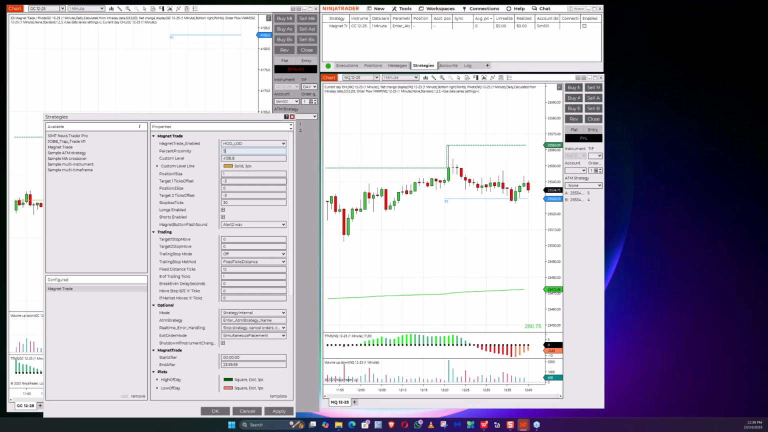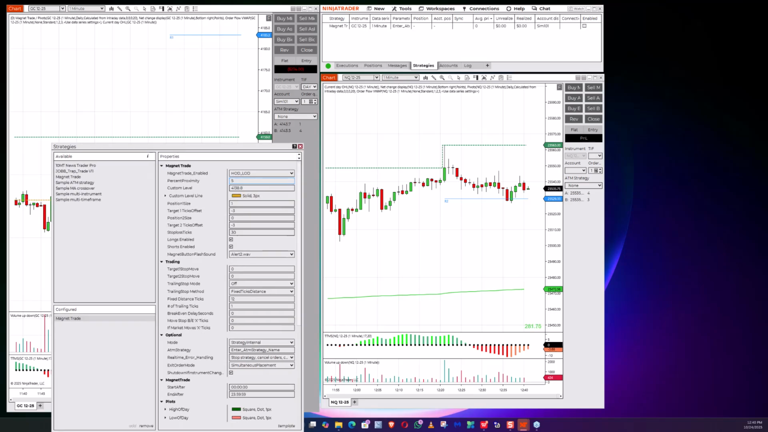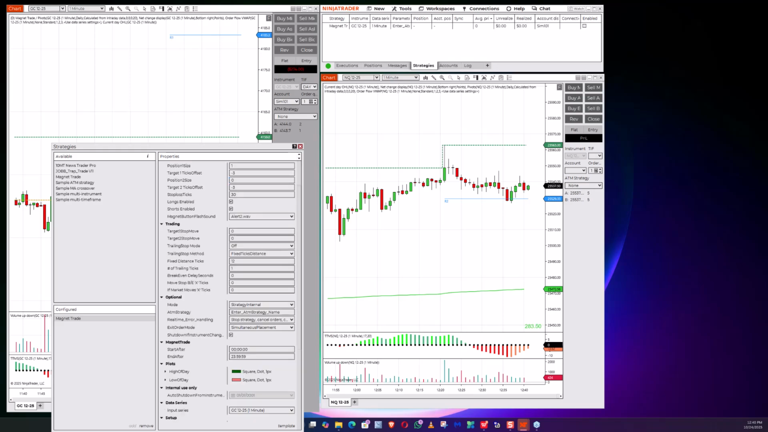So when I designed the magnet strategy, we told our programmer, make target 1 3 ticks away from the magnet. If you're long, it would be 3 ticks under it. If you're short, it's 3 ticks above it. Doesn't matter. It's 3 ticks away from the magnet. When you get there, you get your first profit. The high of day, low of day system has that built in.